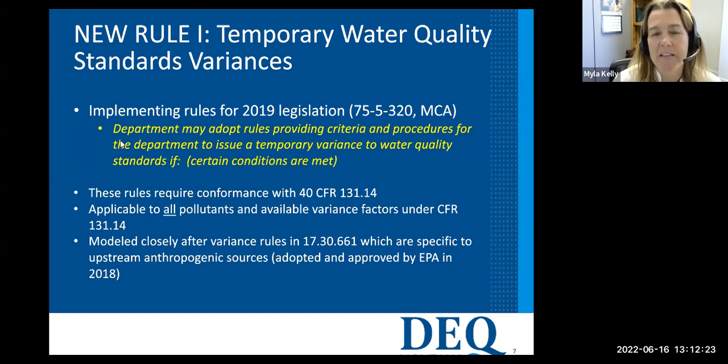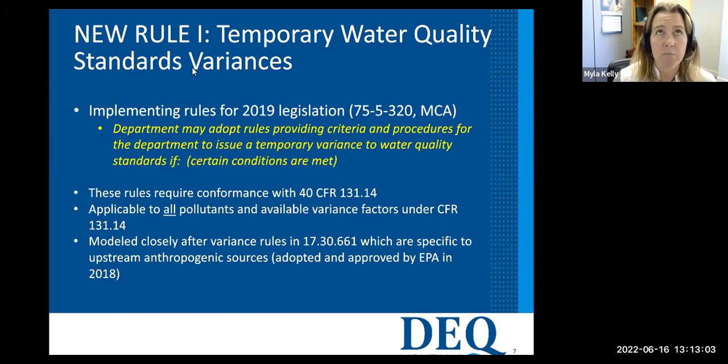So our new rule. The rule that we're proposing, that we're talking about today, is a new rule for temporary water quality standards variances. These rules are implementing rules for 2019 legislation. This is legislation that's found in 75-5-320. And that legislation says that the department may adopt rules providing criteria and procedures for the department to issue a temporary variance to water quality standards if a number of conditions are met that I haven't listed out there, but they're listed in our rule, or they're incorporated into our rule.